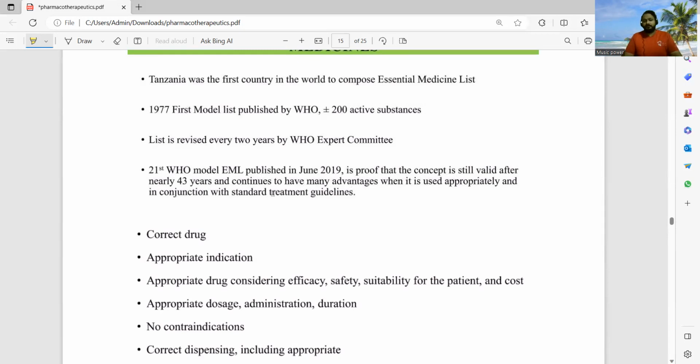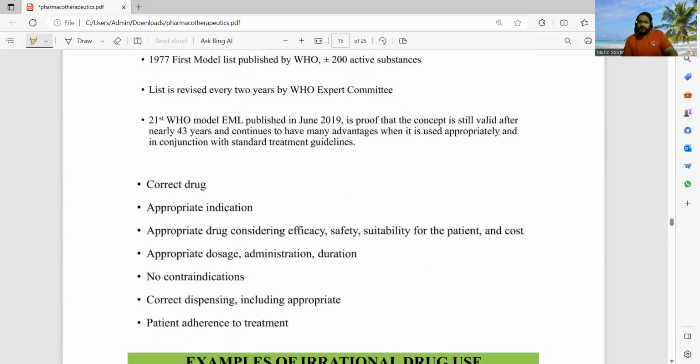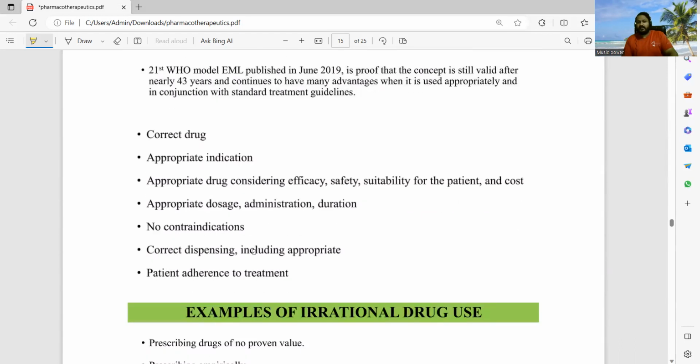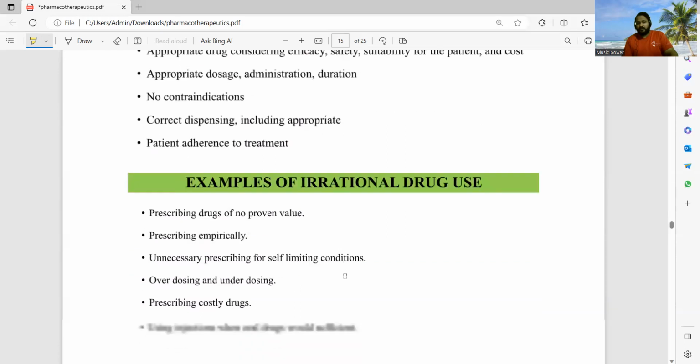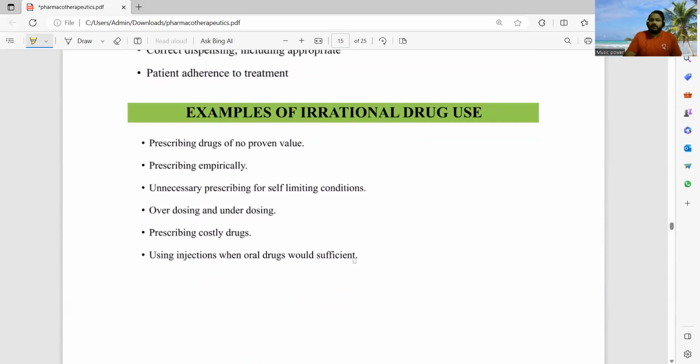43 years, and it continues to have many advantages when it is used appropriately in conjunction with standard treatment guidelines. It uses the correct medicine and appropriate indications, and an appropriate drug considering efficacy, safety, suitability for the patient and cost, and appropriate doses and administration and duration of treatment, and no contraindications, correct dispensing including appropriate dose, and patient adherence to the treatment. Now, what are the examples of irrational use of drugs?